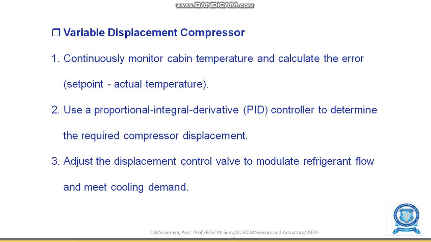Next, let's see about the variable displacement compressor. Continuously monitor the cabin temperature and calculate the error. Use a proportional integral derivative controller to determine the required compressor displacement. Adjust the displacement control valve to modulate refrigerant flow and meet cooling demand.